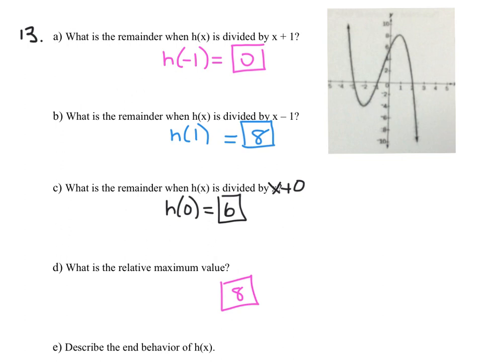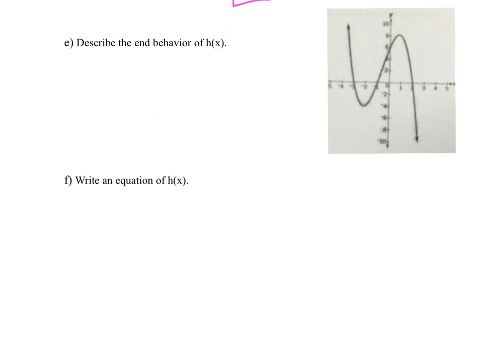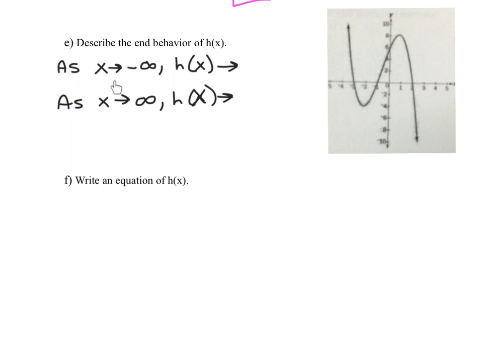All right, let's see what we have. I'm going to slide this up so it gives me more room. Describe the end behavior. Okay, so we're going to start this off by writing as x approaches negative infinity. So basically, as we go to the left on our graph, what's happening to our function?